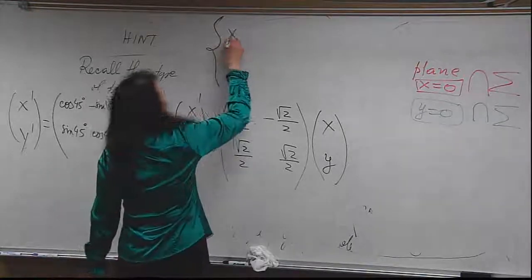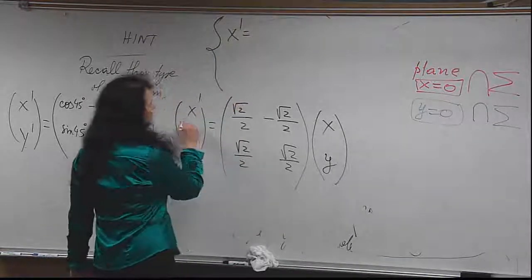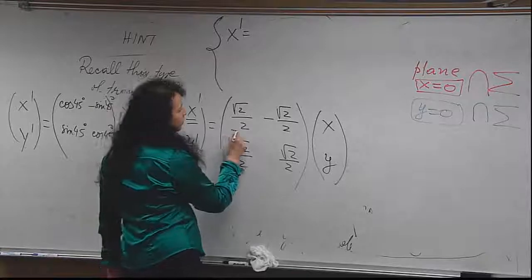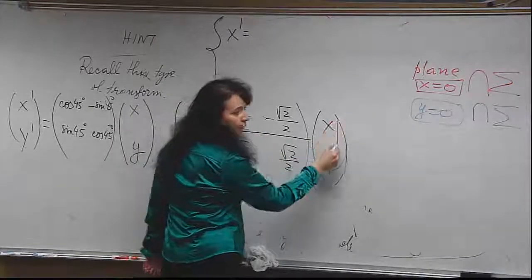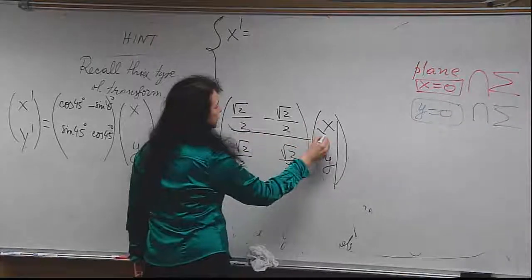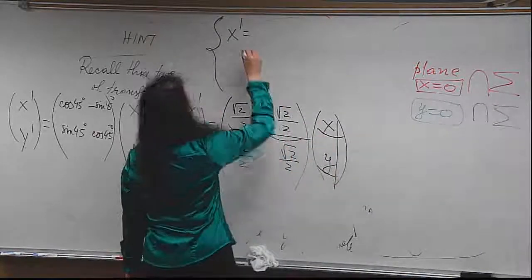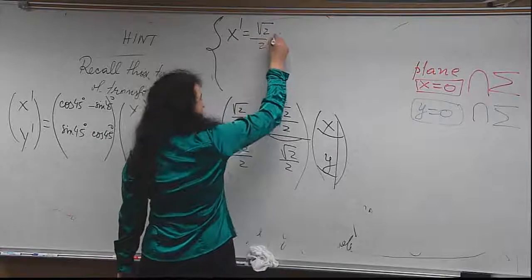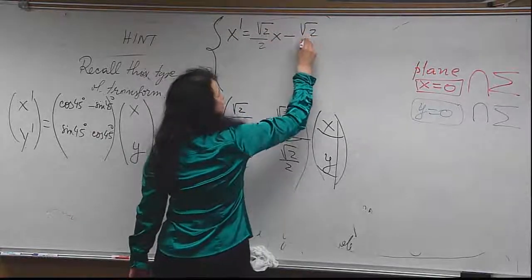So how is this going? X prime will be, you multiply one row by a column. So row column multiplication means first times first plus second times the second. Root 2 over 2 x minus root 2 over 2 y.